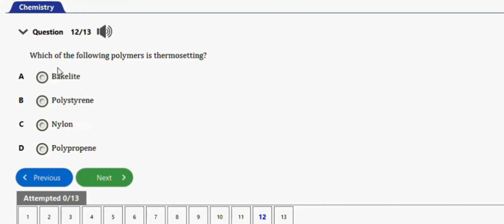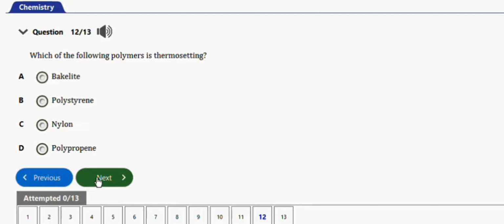It says, which of the following polymers is thermosetting? We have bakelite, polystyrene, nylon, polypropylene. So the right answer is option A, which is bakelite. Okay, so that is for this question.